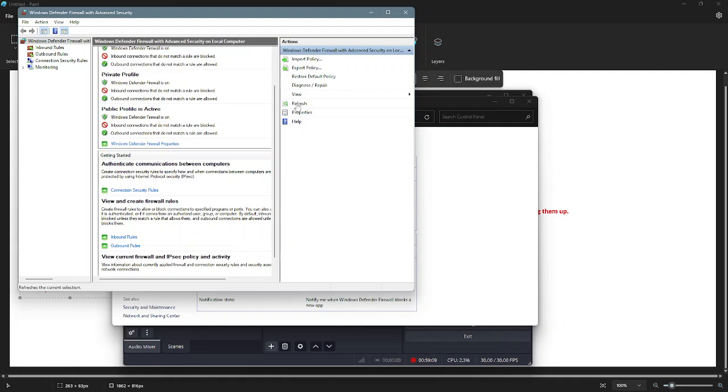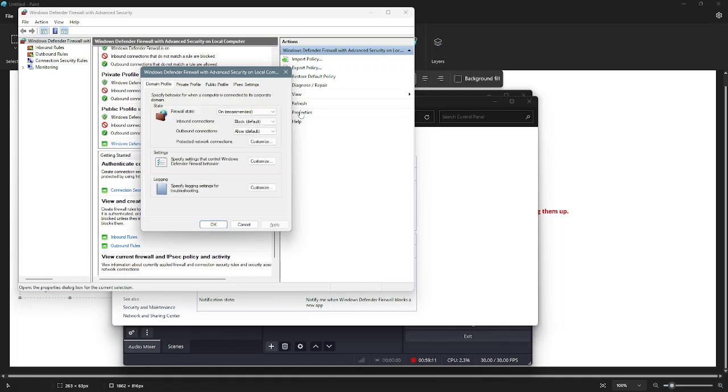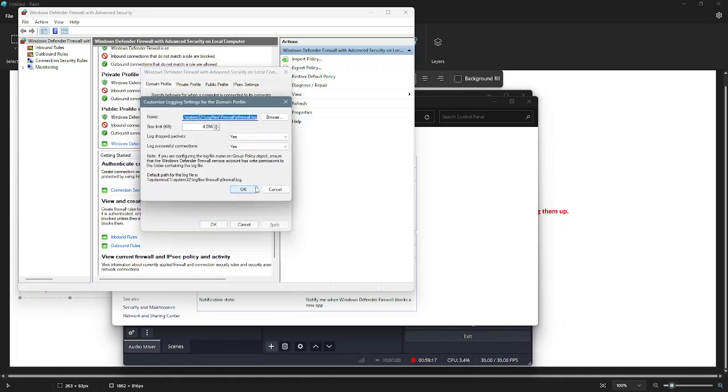So you have to go to the properties, and here you have to customize. You have to customize where these logs are sent. This is the particular path where all the firewall-related logs are stored. This is System32, and where is System32 in your system? System32 is in This PC, Local Disk C.